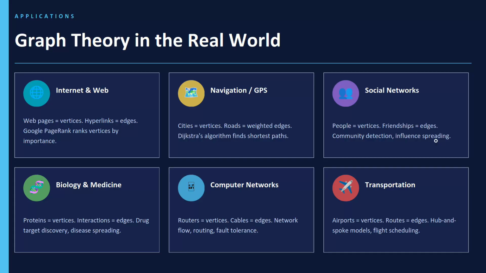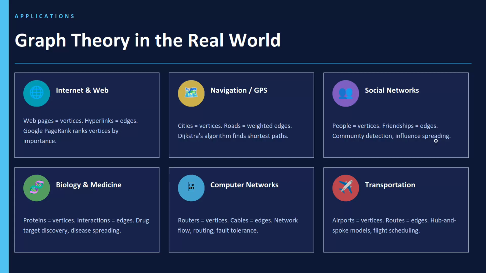Weighted edges means each of these edges has a distance. So in the case of cities and roads, the distance of each of the edges should be considered, right? In a social network, people are vertices and friendships are the edges. In biology and medicine, proteins are the vertices and interactions are the edges. These are just real life examples in which we are using the graph.